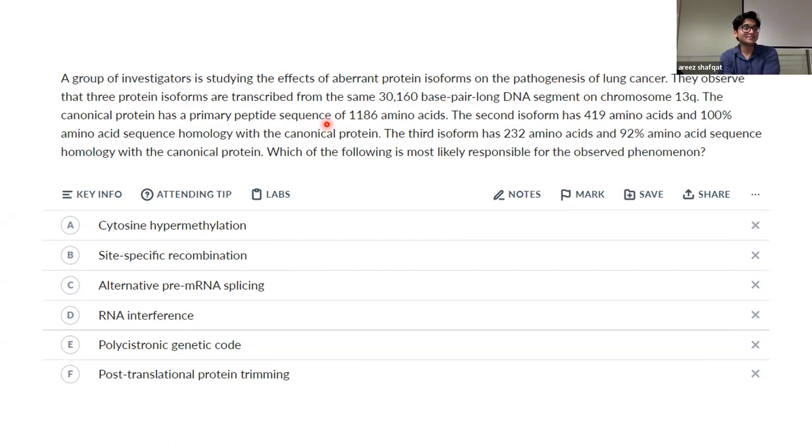Isoform basically means, imagine you have a protein like creatine kinase in skeletal muscles. That protein is also present in the heart, in the brain, and in other tissues. It's the same protein with the same function, but the sequence is a bit different. So it is location specific.